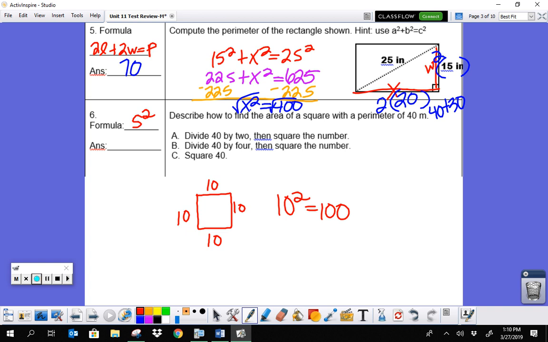So this just asks what would be the process. So first I would have to divide the 40 by 4, and then I would have to square the number. So that would be B.